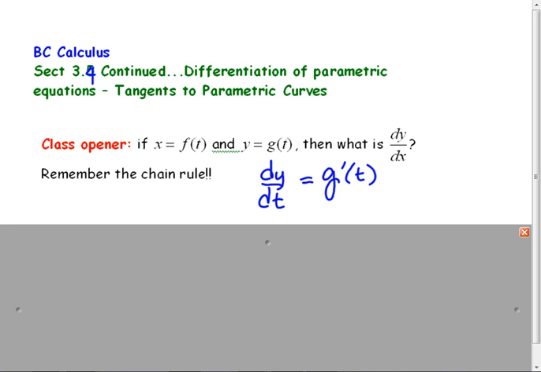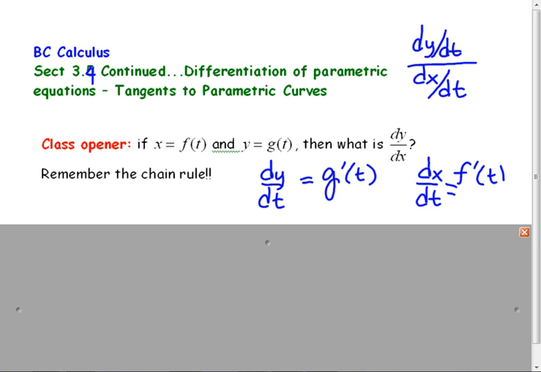Okay, but I want dy over dx. What's dx/dt? That's F prime of t. So what is dy/dx? How can I use these two together? What if I took dy/dt and divided by dx/dt? I would get dy/dt times dt/dx.